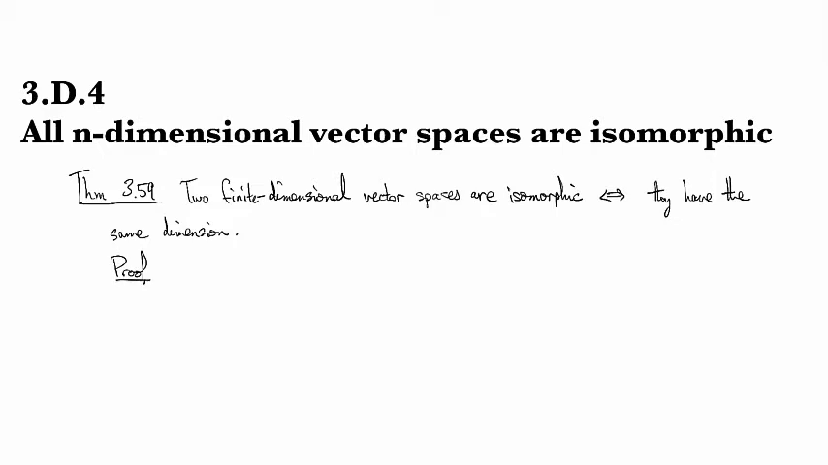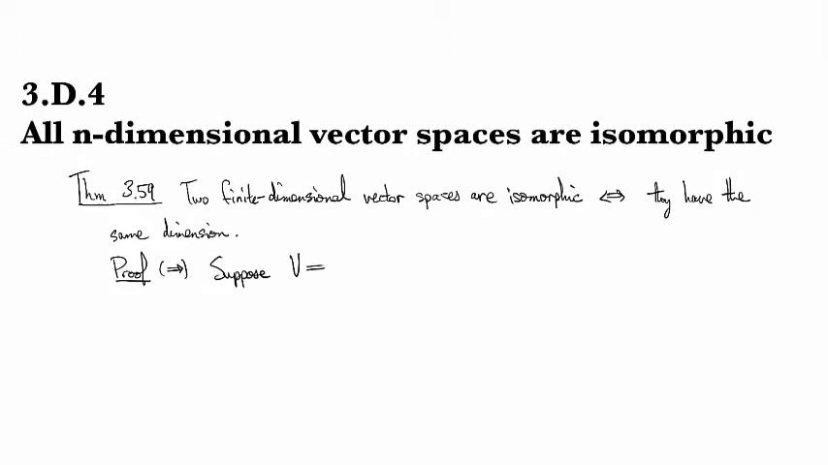Proof. So we've got an if and only if. So let's do the forward direction first. For this one, we'll be assuming that we've got two finite dimensional vector spaces that are isomorphic. So suppose that V is isomorphic to W and that they're both finite dimensional.